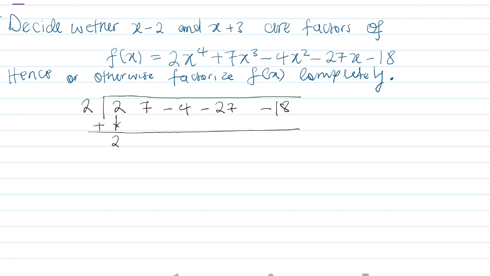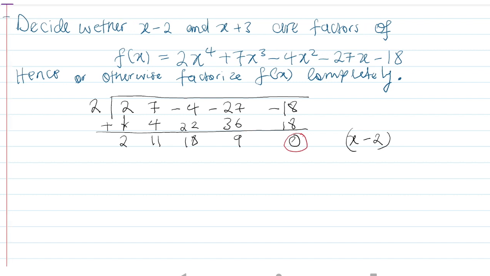So 2 multiplied by 2 is 4. 4 plus 7 is 11. 11 multiplied by 2 is 22. Negative 4 plus 22 is 18. Then 18 multiplied by 2 is 36. Negative 27 plus 36 is 9, and 2 by 9 is 18. Negative 18 plus 18 is 0. So the remainder is 0 in this case, meaning that x minus 2 is a factor of the given polynomial.